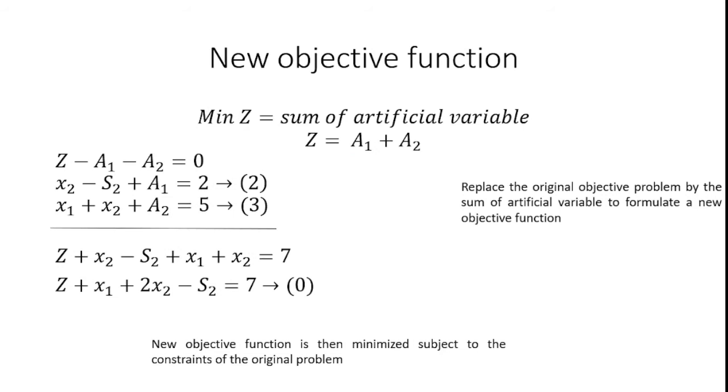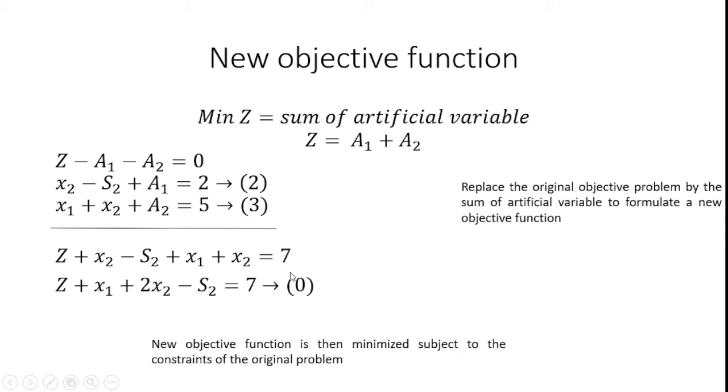Likewise, I add those things with each other and I can frame the new objective function equation. Here you see I add all three available equations with each other and I can get the new objective function equation. So here z plus x2 minus s2 plus x1 plus x2 is equal to 7. Because a1 minus a1 cancels and minus a2 plus a2 cancels, I can get z plus x2 minus s2 plus x1 plus x2 is equal to 5 plus 2, which is equal to 7. Likewise, I get the equation.